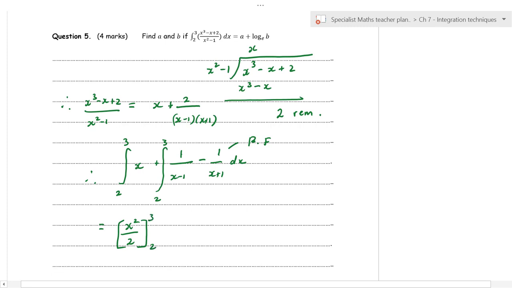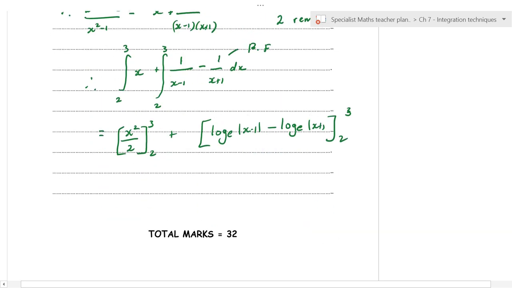Please, you try to do this in 1 minute. It's not easy. Okay, that's log e of x minus 1 minus log e of x plus 1, and that's between 2 and 3. And when you work through that, that's going to give you 9 over 2 plus log e of a half, minus 2, minus log e of a third.